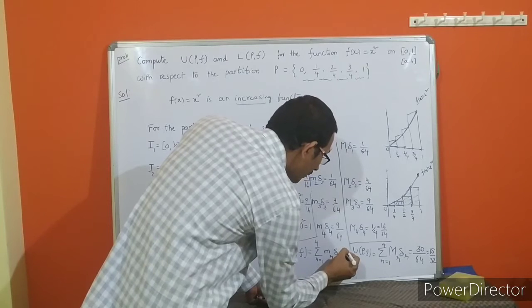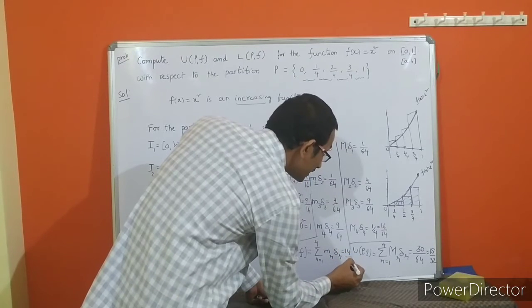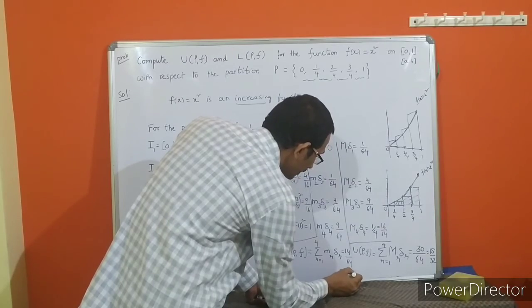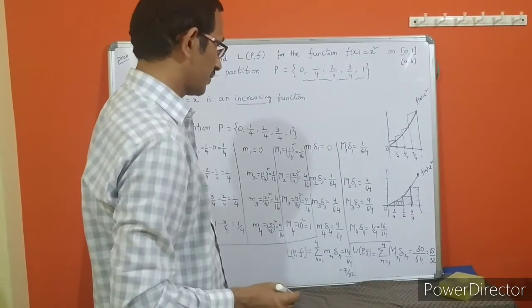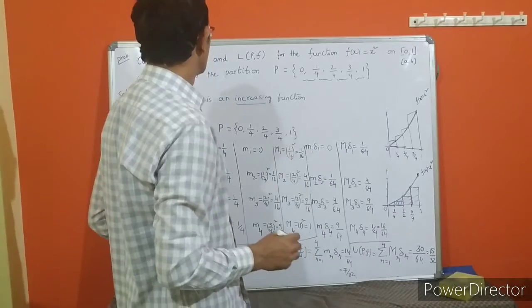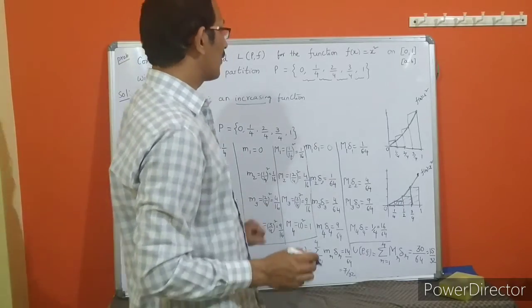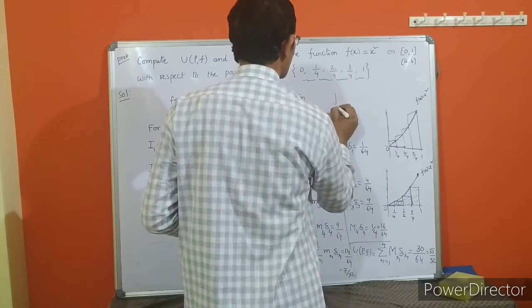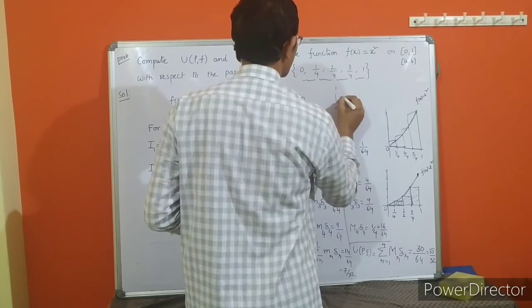So 14 by 64, or else this is 7 by 32. What is this? 7 by 32 is the lower limit. And what is the original value of the integration? It is integral 0 to 1 x square dx.